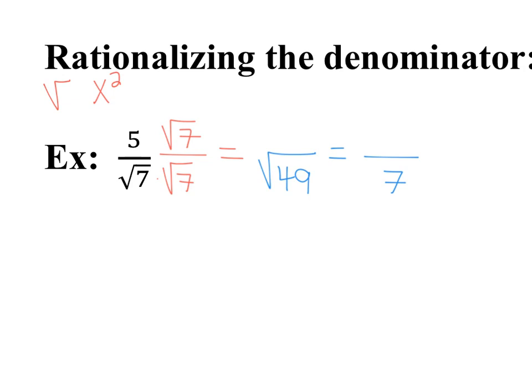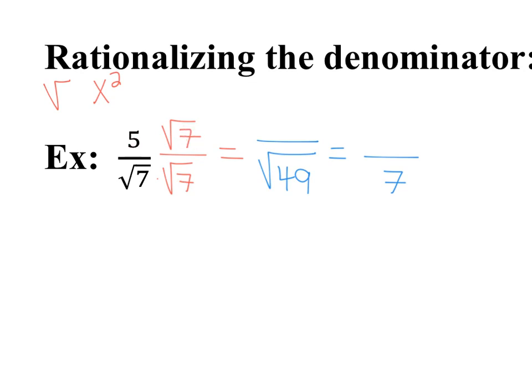So I canceled out the square root of 7 in the denominator, and I made it rational. I started with an irrational number, and I've made it rational by multiplying top and bottom by the square root of 7. That's why it's called rationalizing the denominator. Now while doing this, I also had to multiply the top by the square root of 7, because that's what I did to the bottom.